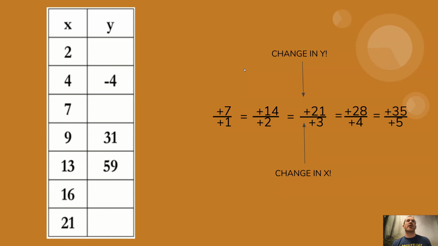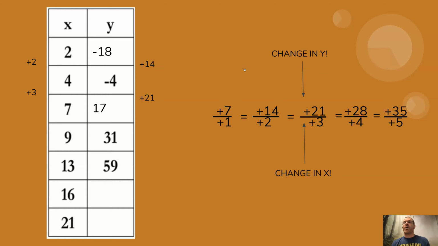If I go back to our table here and look at that first change in x, it goes up by 2. What this is telling me is that if x goes up by 2, I need y to go up by 14. So I have to figure out what number plus 14 is -4, and that number would be -18. Now let's look at our next jump. I go from 4 to 7, which means I go up 3. Then if I look at that middle ratio, if my change in x is 3, that means my change in y has to be 21. So -4 plus 21 is 17.